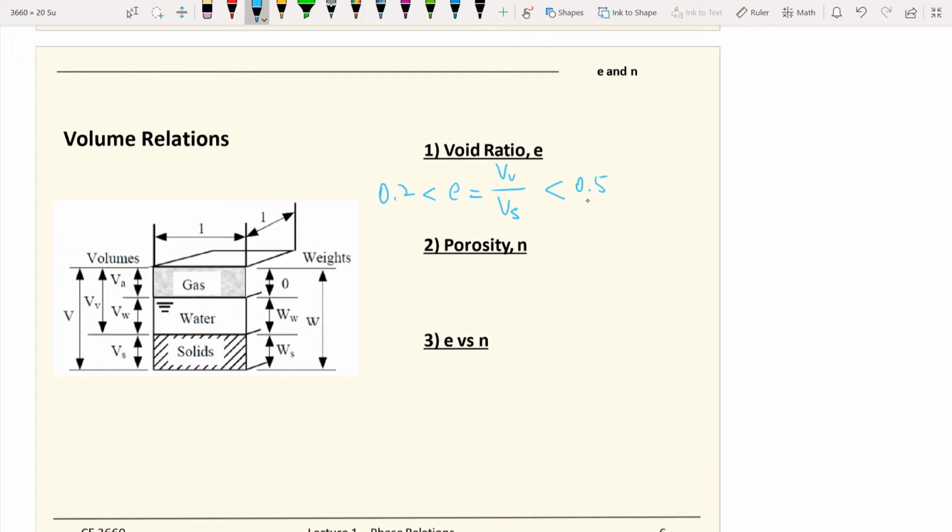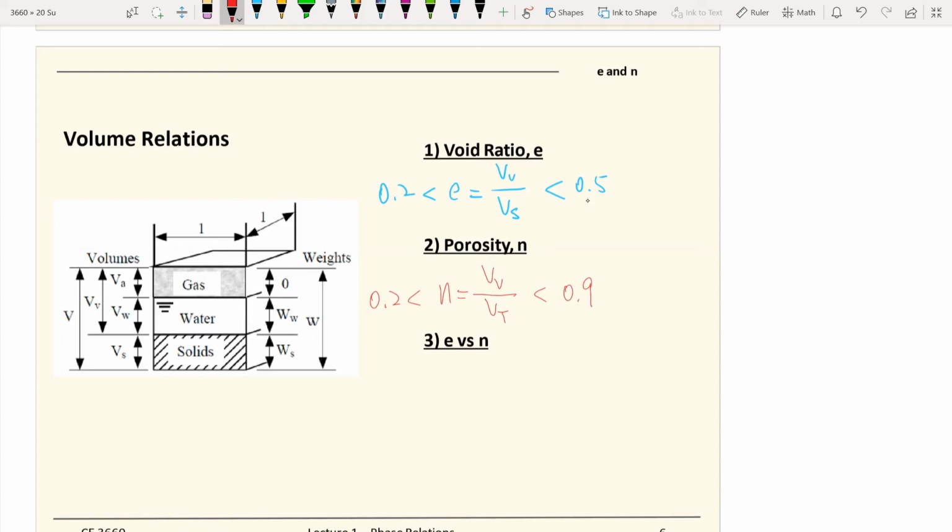The other term related to that is porosity. Porosity is similar to the void ratio, but now the volume of void is normalized by the total volume. So this is the porosity. Porosity comes with the symbol n. And the typical range for porosity is between 0.9 and 0.2.